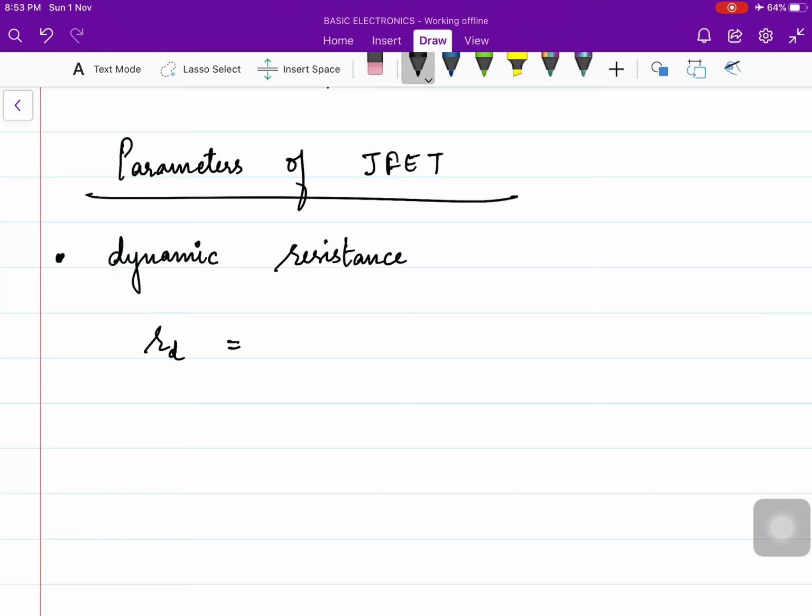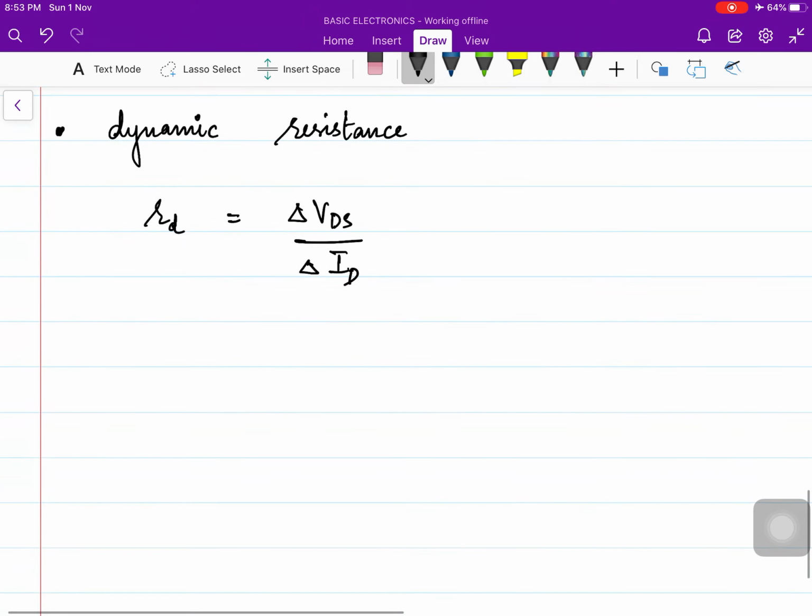Dynamic resistance is equal to change in voltage upon change in current. So we will take drain voltage and drain current. So the change in drain to source voltage upon the change in drain current, that is dynamic resistance. Second is transconductance.